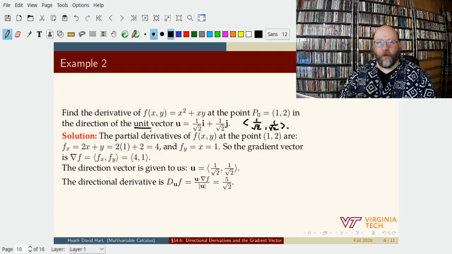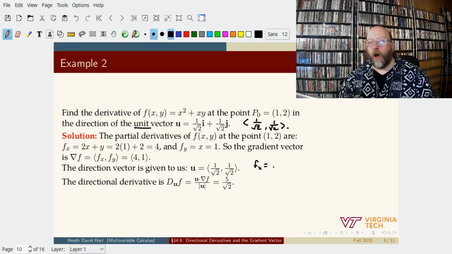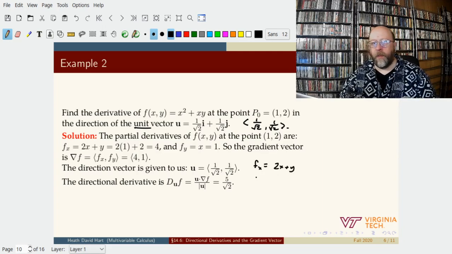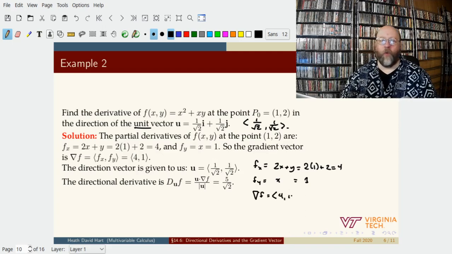So the steps here, we need to know the partial derivatives for this function. The partial derivatives are 2x plus y, and the derivative in the y direction is just x. Our point is (1, 2). So at the point (1, 2), this is equal to 4, but this is just equal to 1. And so the gradient vector is the vector (4, 1). It's just a vector of partial derivatives. That's what we got here.